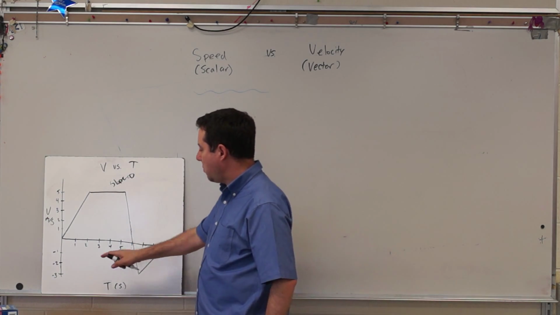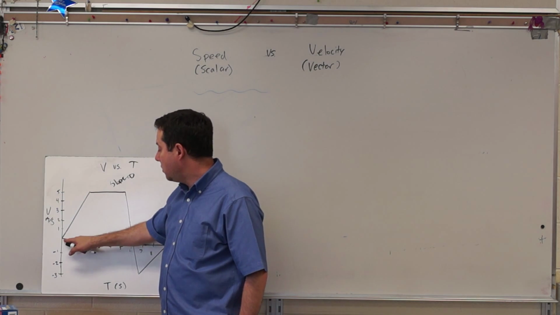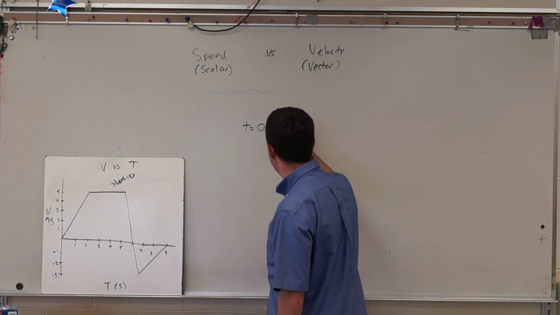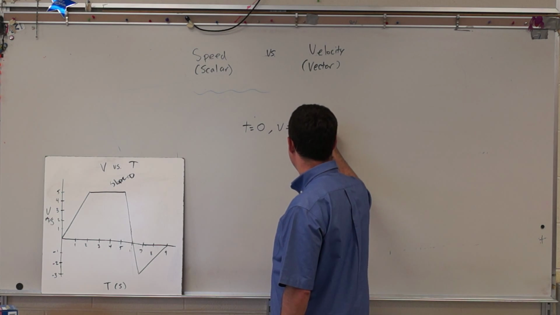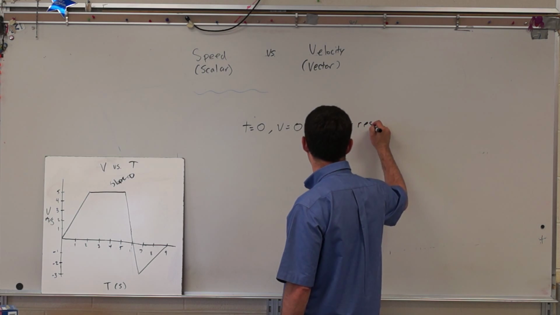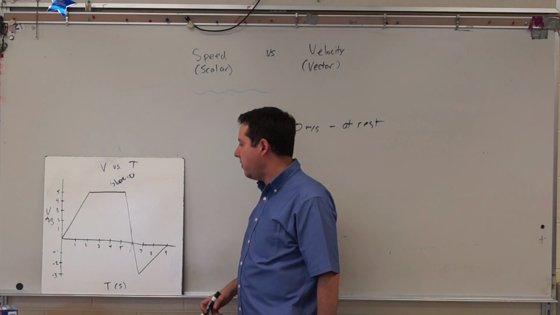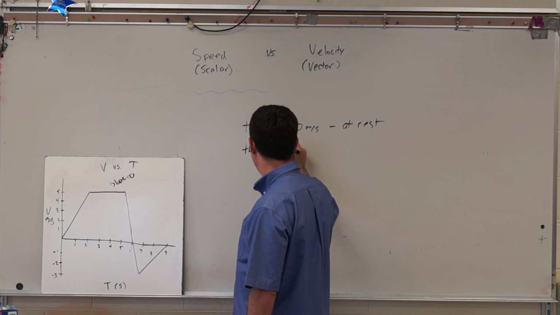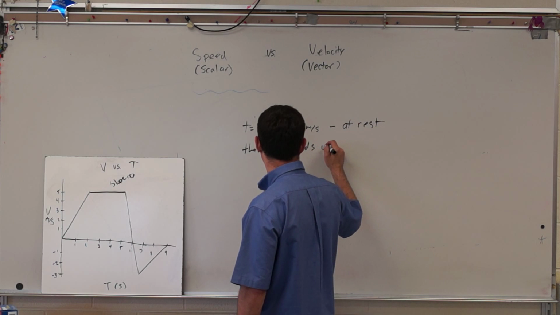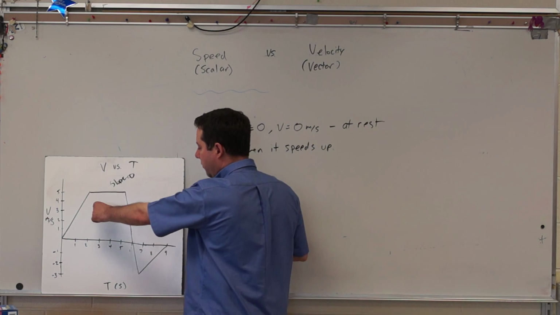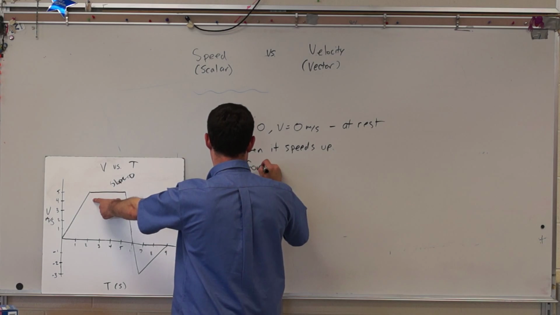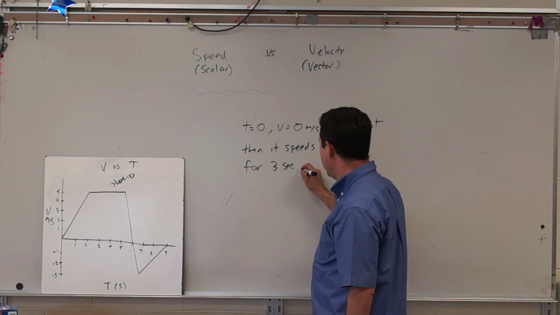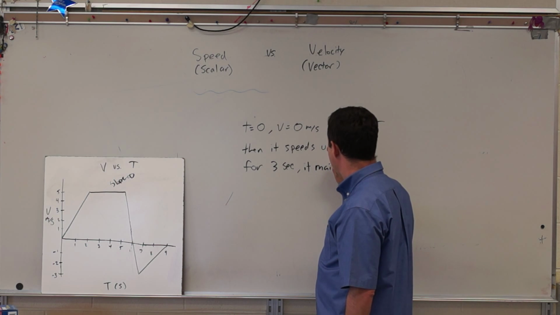So think about it this way. This is now telling you velocity. So at time equals 0, its velocity is 0 meters a second. So it's basically at rest. It's staying still. But it doesn't stay there for very long because then velocity increases, then it speeds up. And then for another 3 seconds, it stays at a speed of 5 meters a second. So it maintains a constant speed.